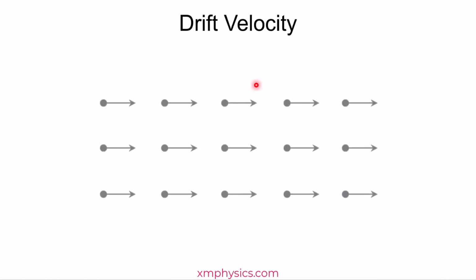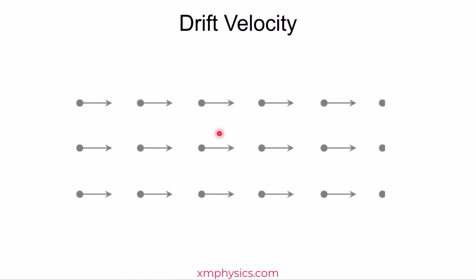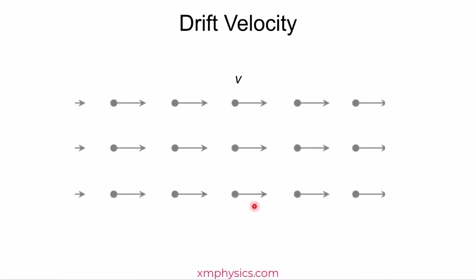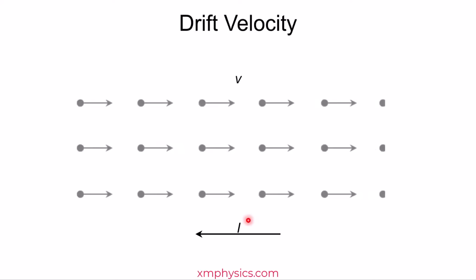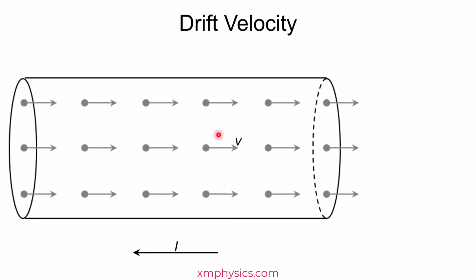Okay, now we want to talk about drift velocity. If you have electrons drifting rightward with a drift velocity of v, there's a current I going leftward, right? We want to know how I is related to the drift velocity v. Let's consider a cylindrical conductor with these mobile electrons drifting rightward with drift velocity v. Let's consider a time duration delta t. In time duration delta t, every single electron will have drifted rightward a distance of v delta t.